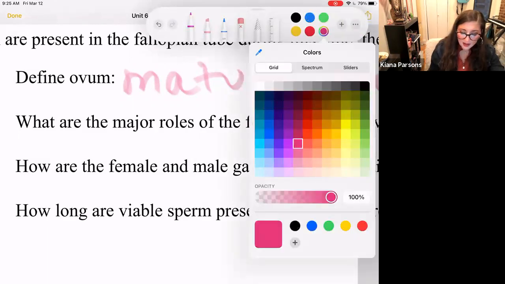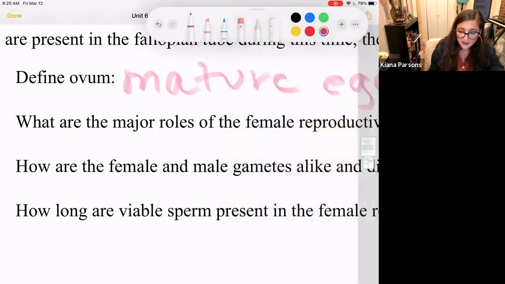I'm being very gender typical here and writing everything in pink. Sorry, but I like the color coding.